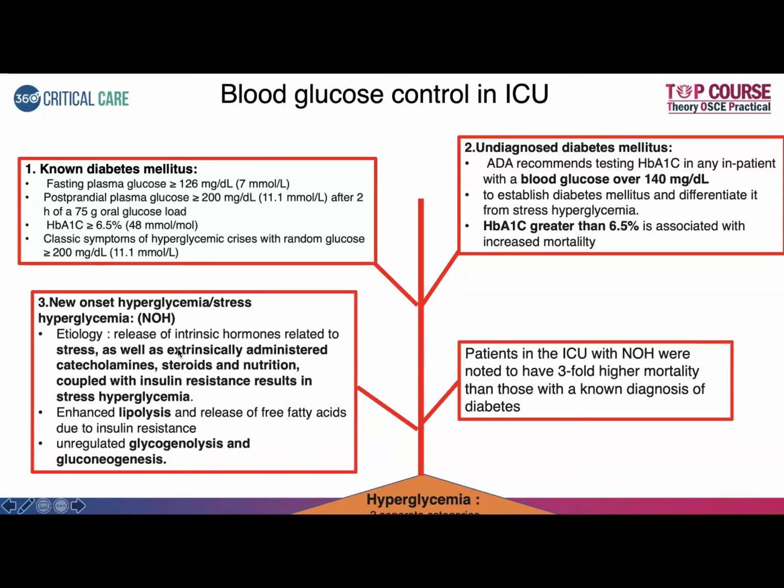Okay. And new onset, here the HbA1c is going to be low, and it is predominantly due to stress induced as well as extrinsically administered catecholamines. You'll be giving a lot of vasopressors, adrenaline infusion, steroids, and parenteral nutrition, coupled with insulin resistance. So these are the main reasons. There will be enhanced lipolysis, glycogenolysis, and gluconeogenesis. So remember, compared to diabetes and undiagnosed diabetes, patients who have new onset hyperglycemia have threefold higher mortality.